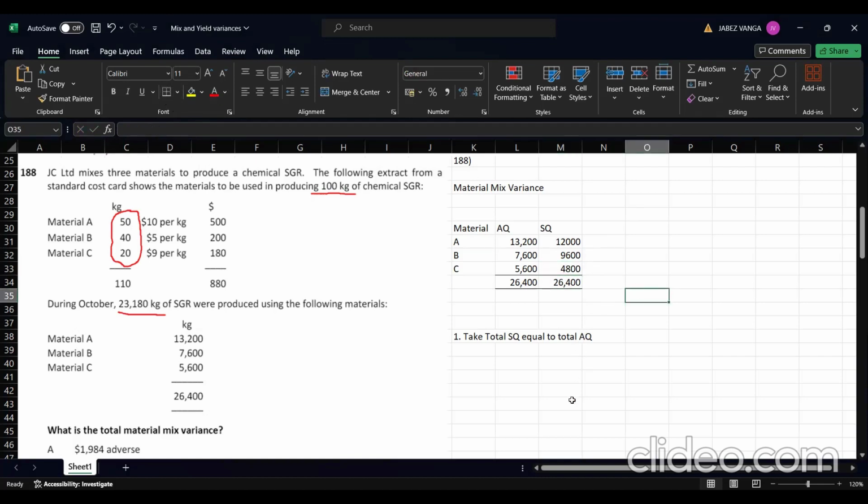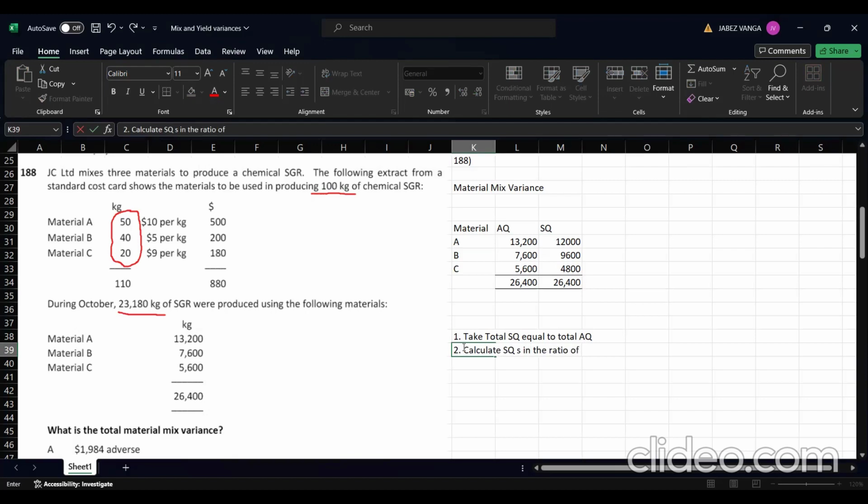Now basically what is quantity variance? Quantity variance is the difference between the quantities. Of course, here there are more than one type of material, but nevertheless, it is still about the difference in the standard quantity and actual quantity, applicable at the standard price. Step number two, we just have done step number two: calculate standard quantities in the ratio of standard quantities given.